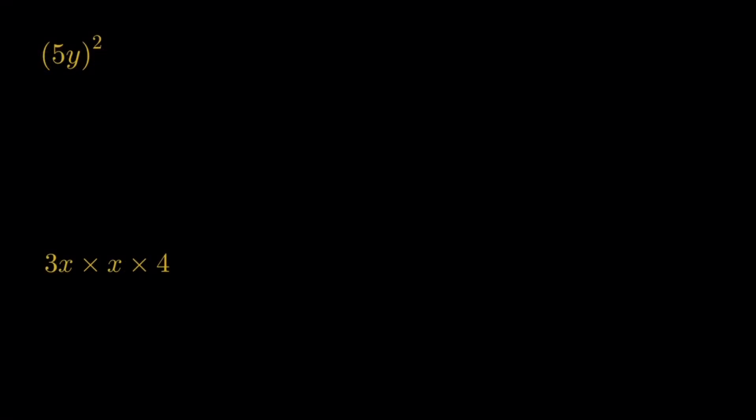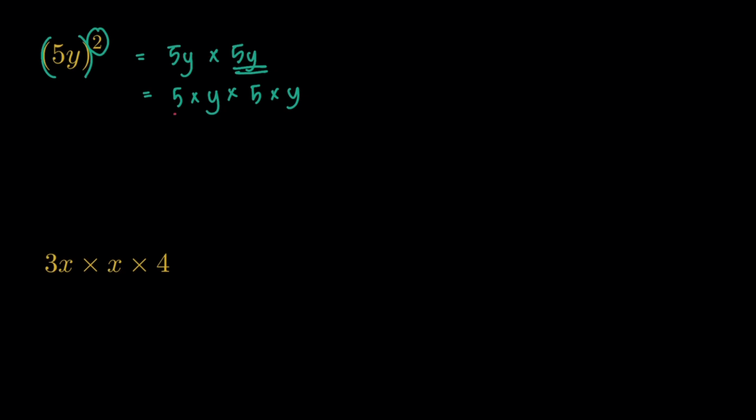Let's take a look at a few more examples together. This question looks a bit different because it's got the brackets. So I have a bracket and I have 5y, and everything within the bracket is being squared. That means I have 5y times 5y, because 5y is being squared. Now, 5y means 5 times y, so I'm going to write 5 times y times another 5y, which is 5 times y.